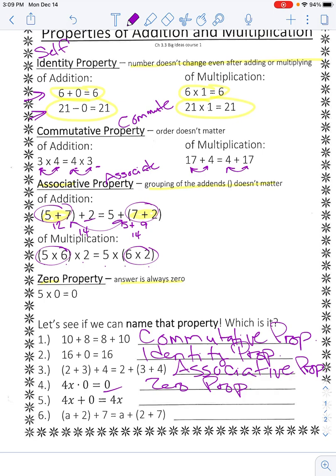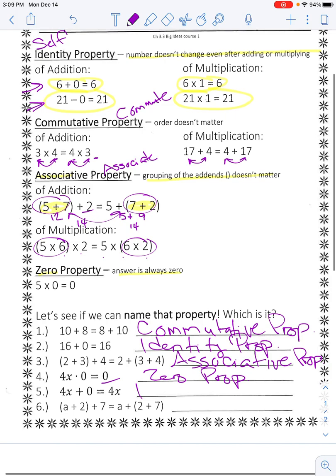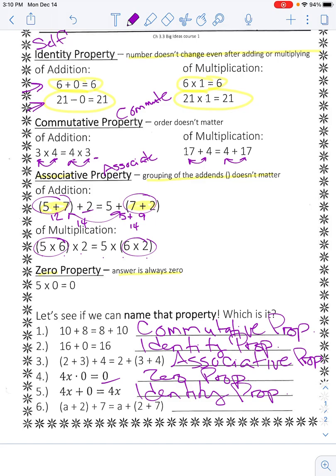Number 5, 4x plus 0 is 4x. Anything plus 0, anything minus 0 is itself. That's the identity property. And the last one, there's some groupings. On the left, the 2's hanging out with the A. On the right, the 2's hanging out with the 7. That is the associative property. Who are they hanging out with?